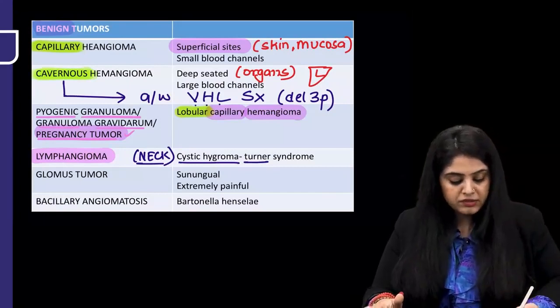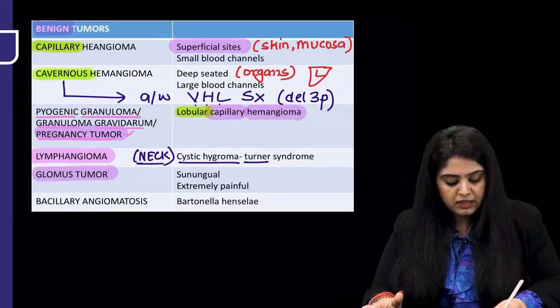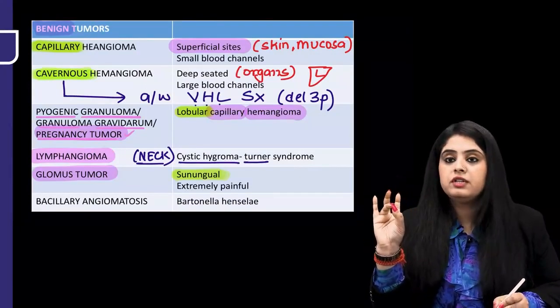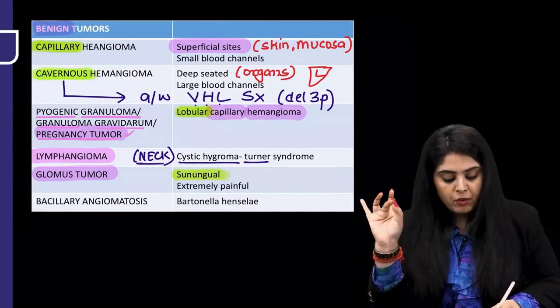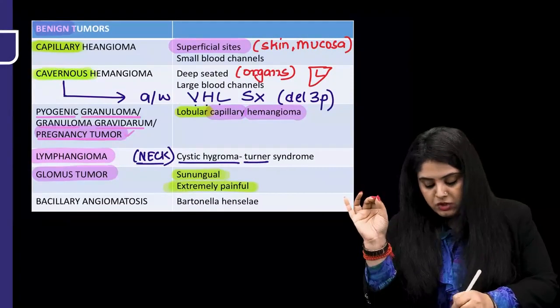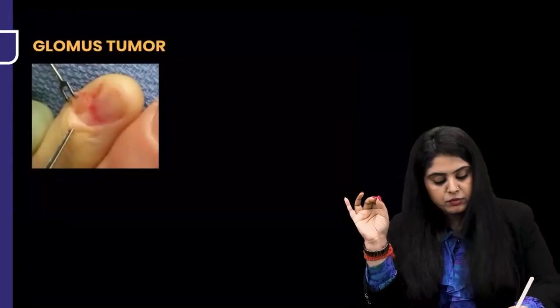Next comes a glomus tumor. What is glomus? Memorize these two things first. Glomus tumor occurs on the nails, point number 1. And point number 2, it is very, very painful. Have a look at this picture, guys. This is what a glomus tumor is going to look like.